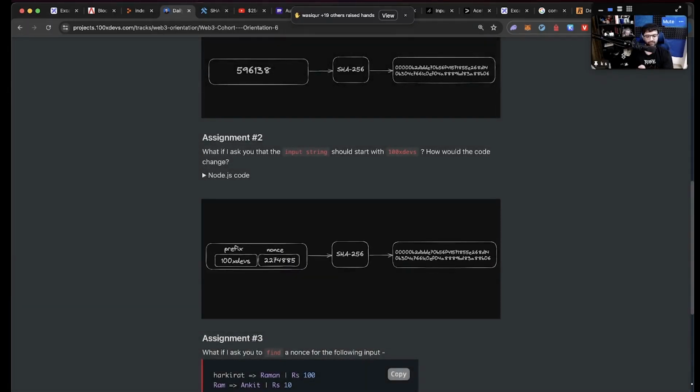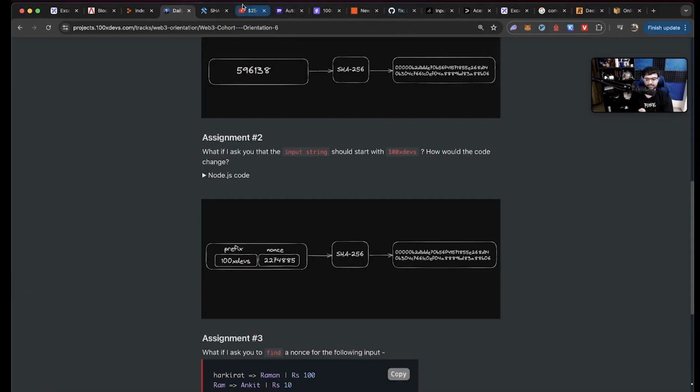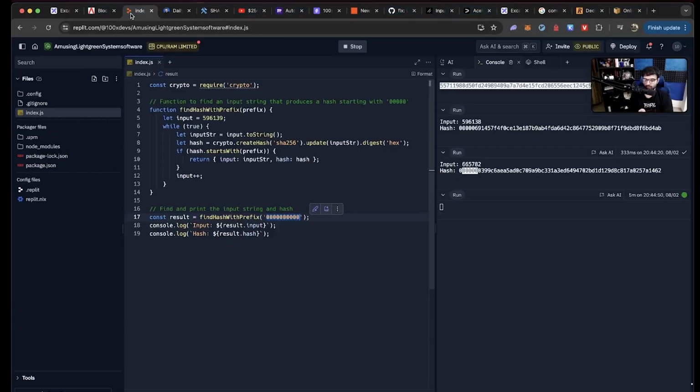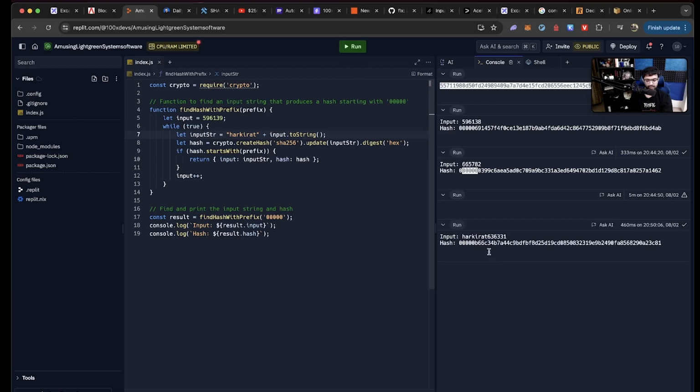Cool. So can we do this? Can I change my code? If I go to Replit now, can I just change this to be, let me just decrease this to 1, 2, 3, 4, 5. Can I just change this to be Harkirat plus input.string? If I run this, it tells me 100x devs plus input string.